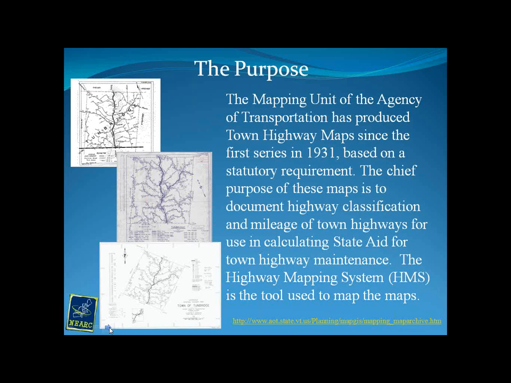The reason we go through this effort to produce a town highway map for every town whenever there are changes in the highways is so that we can document the highway classification for all the town roads and the mileage of the town highways, and use that to calculate the state aid that is used for town highway maintenance. We call the current system that we use to produce the town highway maps our highway mapping system, otherwise known as HMS here.